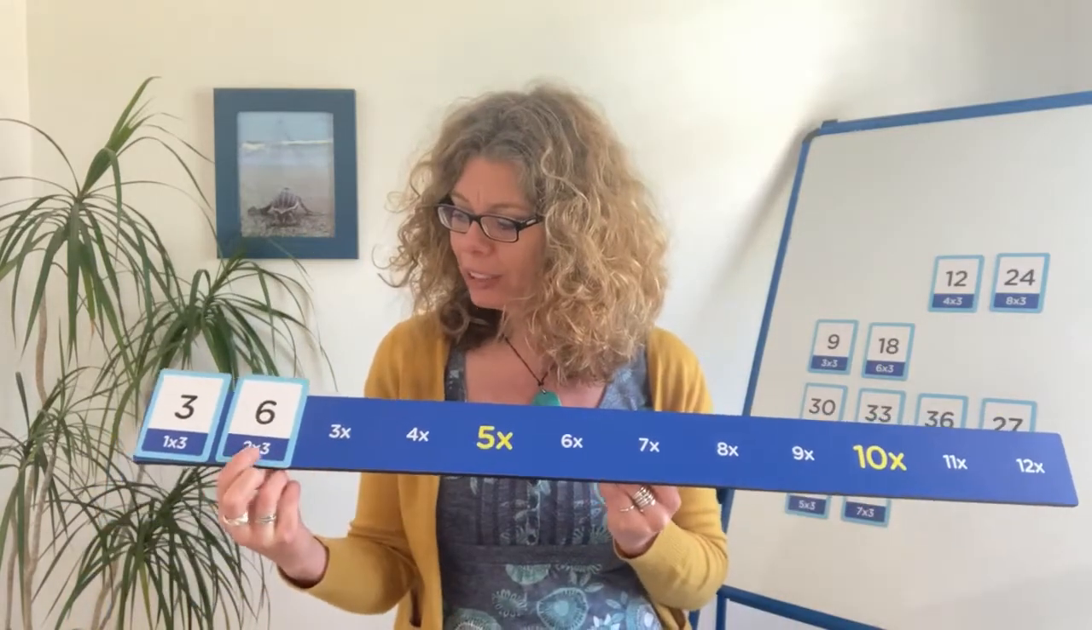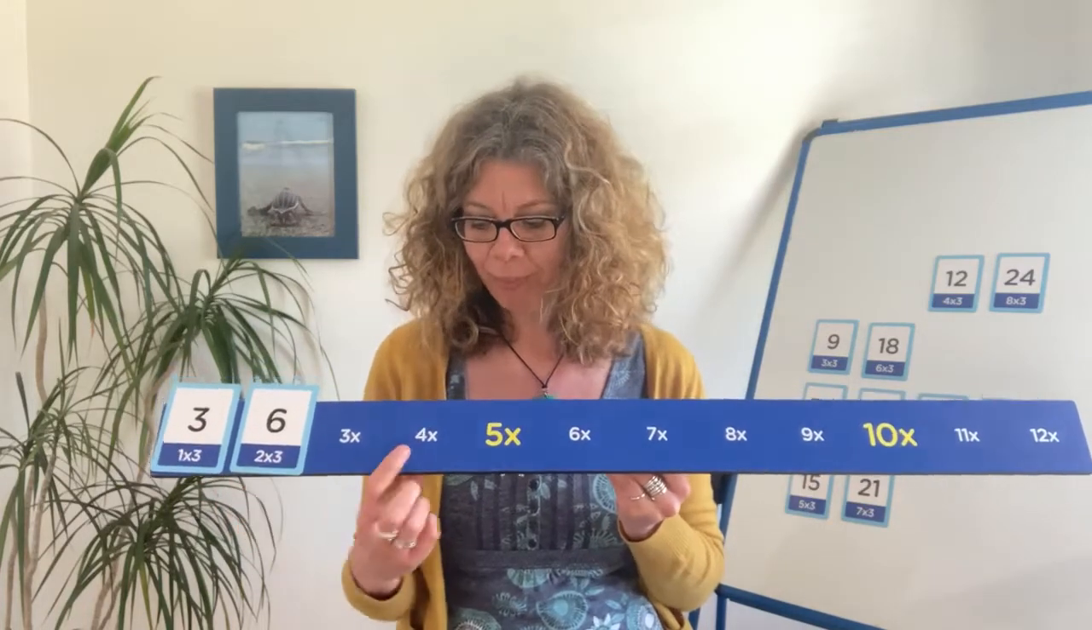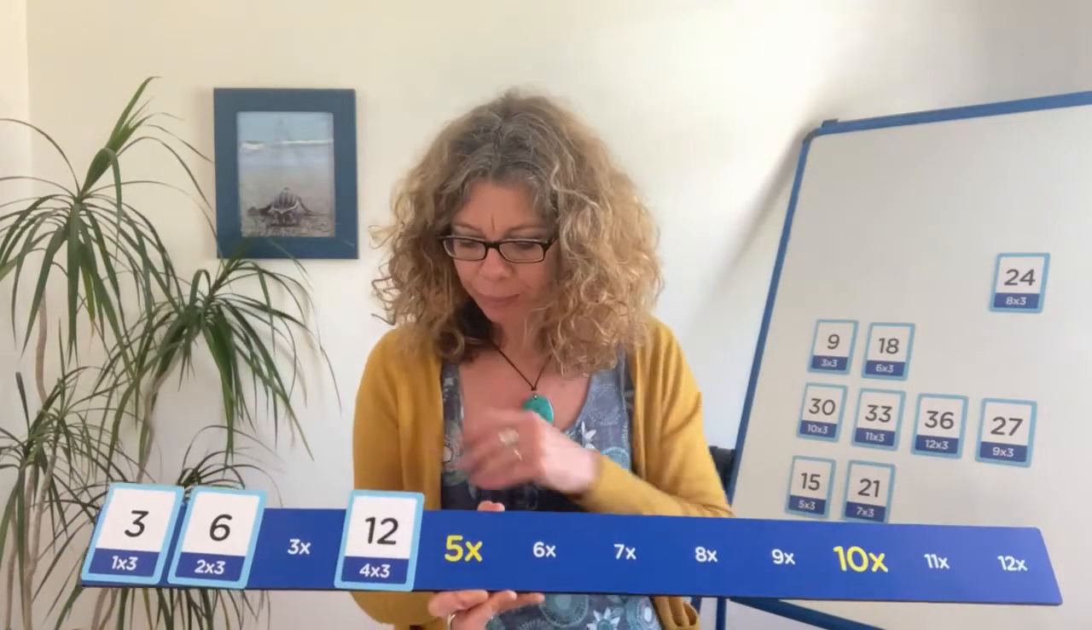Now, the next fact we're going to find is by doubling 2 times 3. So 2 times 3 doubled is 4 times 3, and to find the answer, we're just going to double 6. 6 doubled is, are you shouting at me? 12. Well done. So that card can go there.